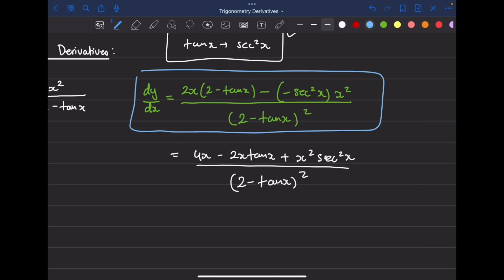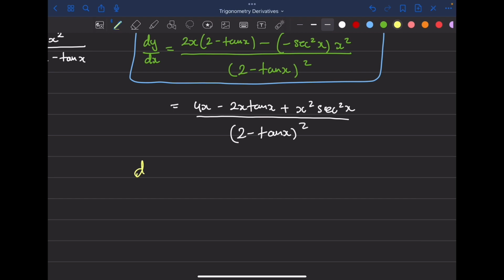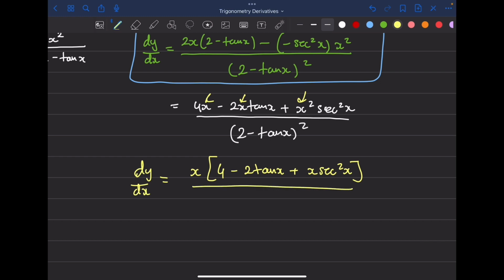Right now all we are doing is simplifying and making it look nicer. Okay, but if your teacher is fine with leaving it as this first step, then you can do that, but most teachers do not allow that. So from here, the dy over dx will be equal to, so what do we have in common on top? We have an x, and an x. So let's factor out an x. We would have x on the outside multiplied by 4 minus 2 tan x plus x secant squared x, close bracket, and then the denominator stays the same.